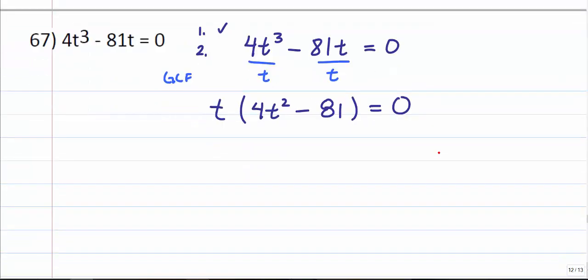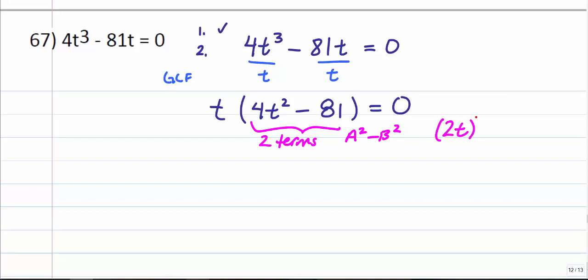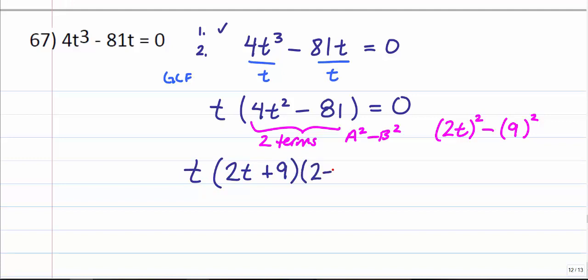Okay, so inside my parentheses, am I done? The answer to that question is no, because inside my parentheses, I have two terms that can be written as a squared minus b squared, meaning I can write this as 2t squared minus 9 squared, because those are the two things I'm squaring. From the difference of squares formula, I can do 2t plus 9 and then 2t minus 9.